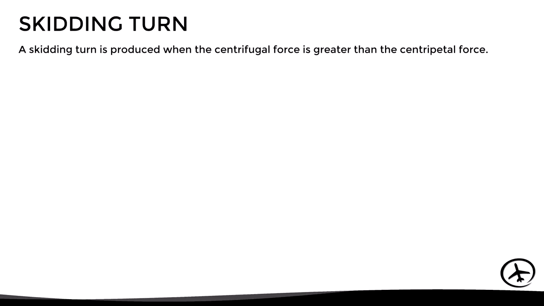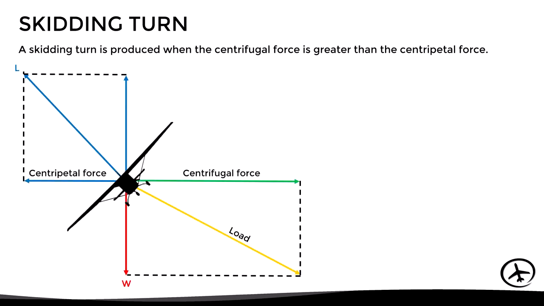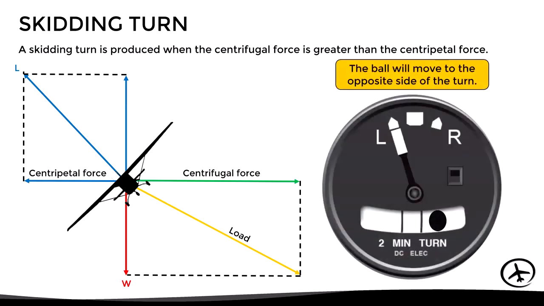The other possible situation is the skidding turn. A skidding turn is produced when the centrifugal force is greater than the centripetal force, as we can see in this image. What will happen in this case is that the ball will move to the opposite side of the turn. For example, this aircraft is turning to the left, and the ball moves to the right. Again, this happens due to the imbalance between centrifugal and centripetal forces.